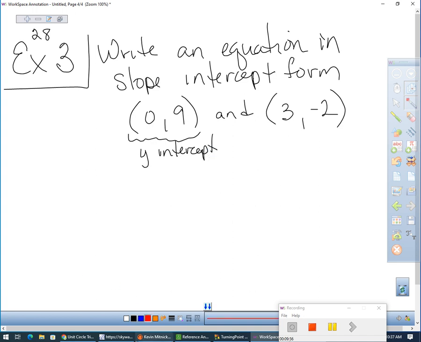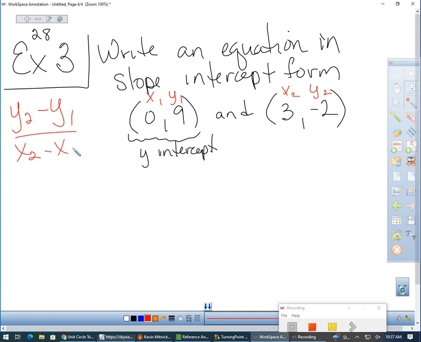So, to remind you, this is my x1, y1. This is my x2, y2. And now we do y2 minus y1 over x2 minus x1. Y2, which number is y2? Negative 2 minus y1, what number is that? 9 over x2.